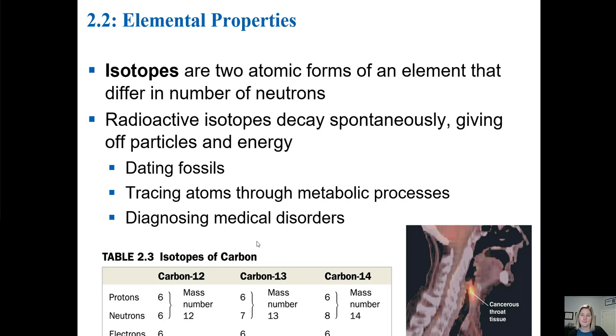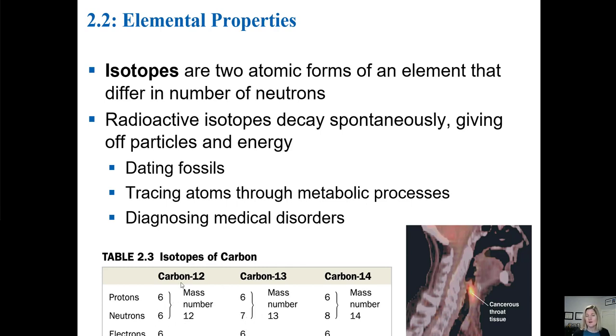So here's an example down here. We have 3 different carbon atoms: carbon 12, carbon 13, and carbon 14. Now they all have the same number of protons. There are 6 protons in every carbon atom. It doesn't matter which one we're talking about, they all have 6. But the number of neutrons changes.